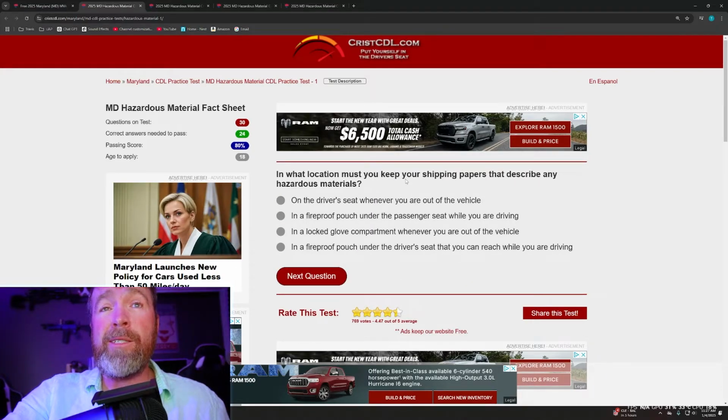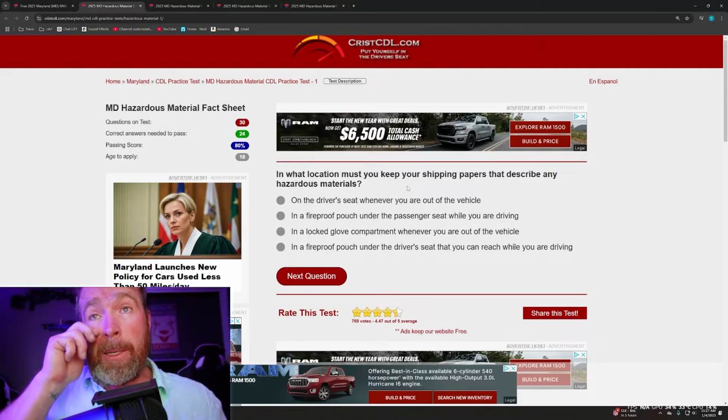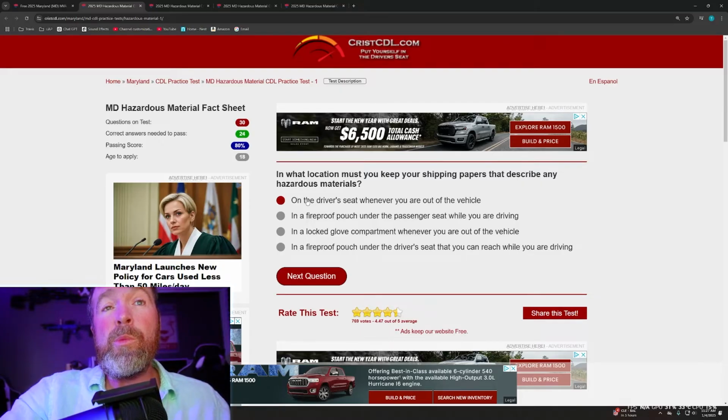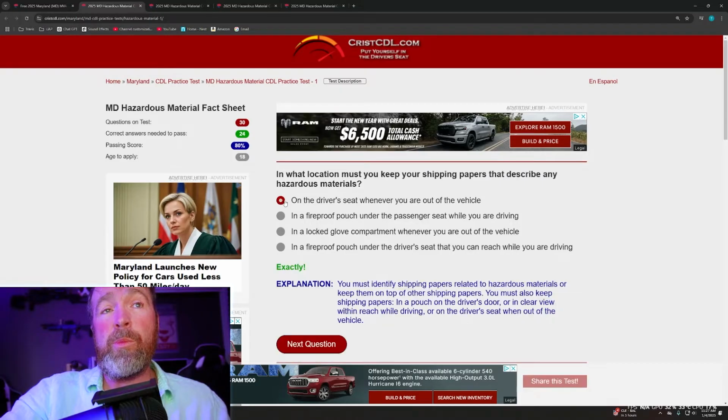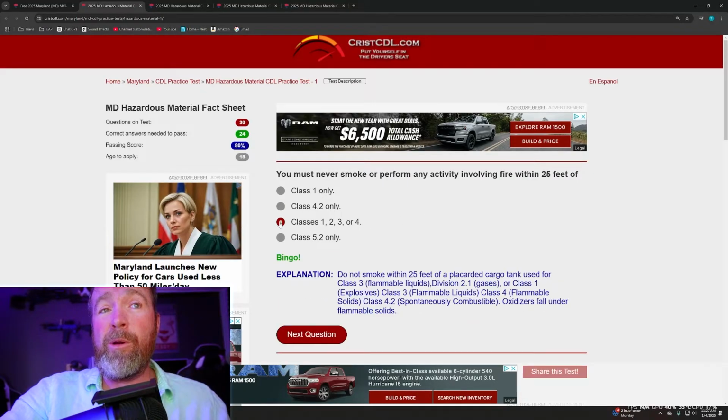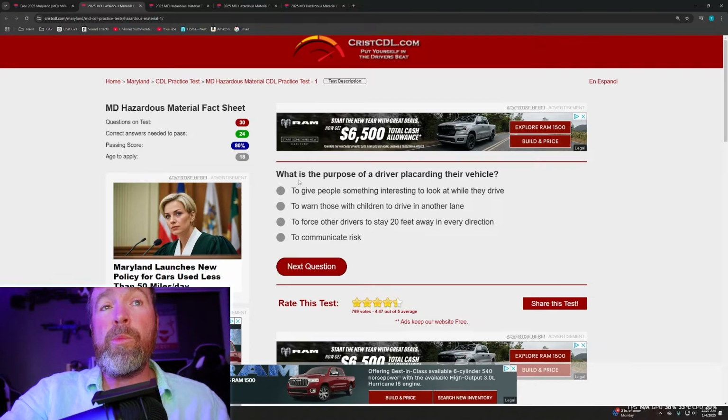In what location must you keep your shipping papers that describe any hazardous material? On the driver's seat whenever you are out of the vehicle. You must never smoke or perform any activity involving fire within 25 feet of classes 1, 2, 3, or 4. What is the purpose of a driver placarding their vehicle? To communicate risk.